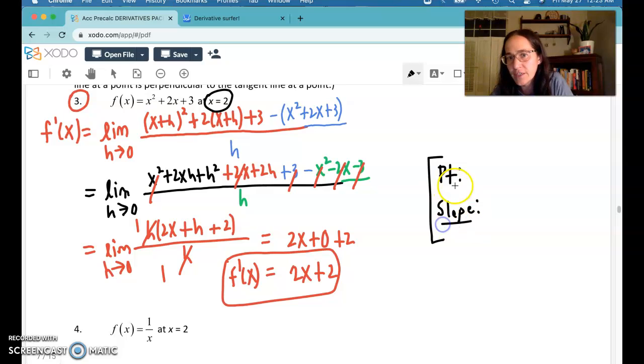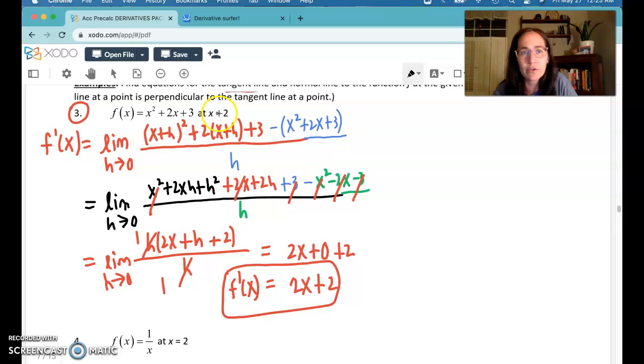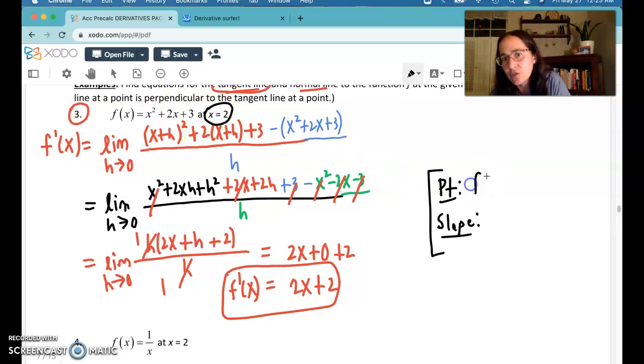What's a point on the tangent line? Well, the point could just be f of 2. We could take a 2 and plug it in everywhere we see x. So we'll do that, and you end up getting, I think, 11. 4 plus 4 plus 3. So we'll say 11 for f of 2.